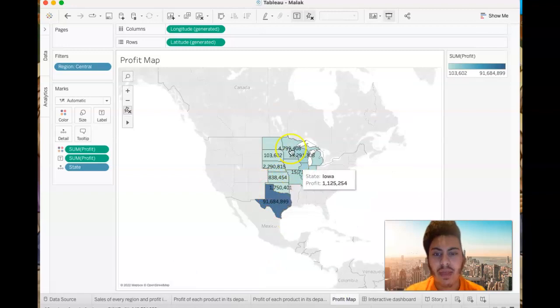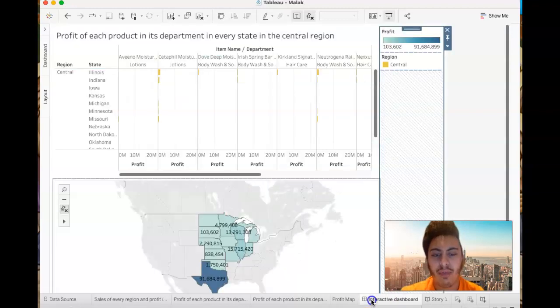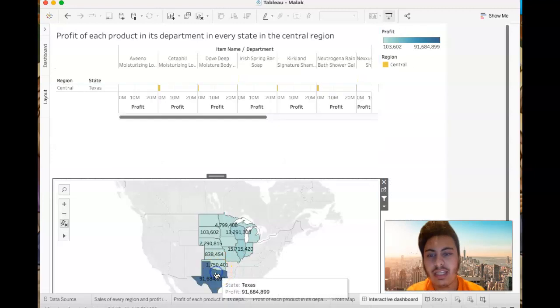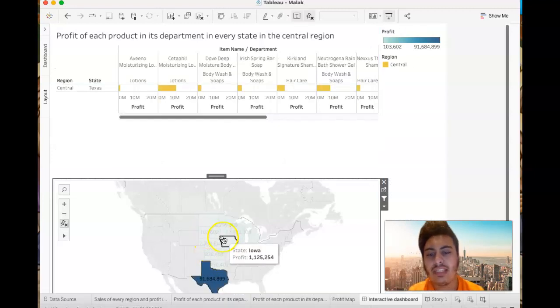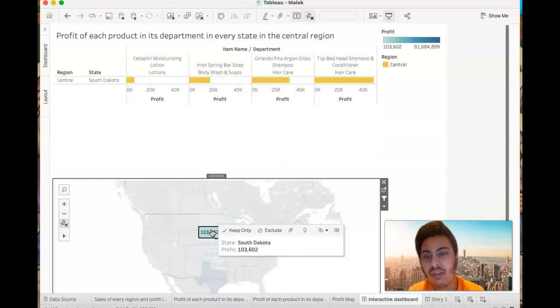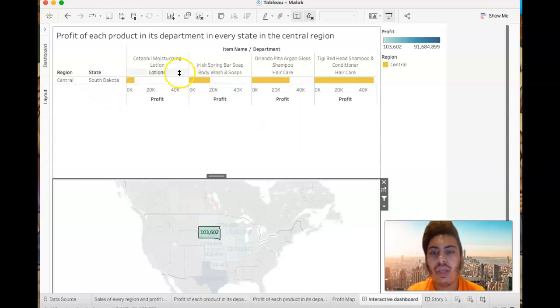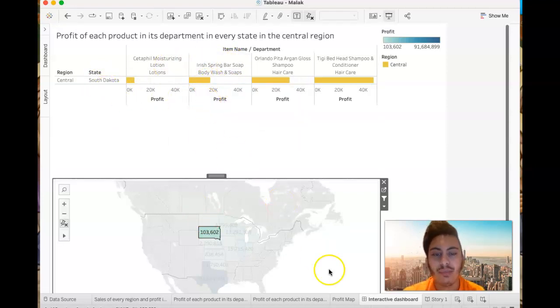And here's the profit map, and it narrows or shows the central region on a geographical map. Our interactive dashboard is very nice. If we hit here, it'll show us Texas. If we hit South Dakota, it'll show us South Dakota. It'll show us the items in each department and its profit, in the central region because that's what we're looking at.